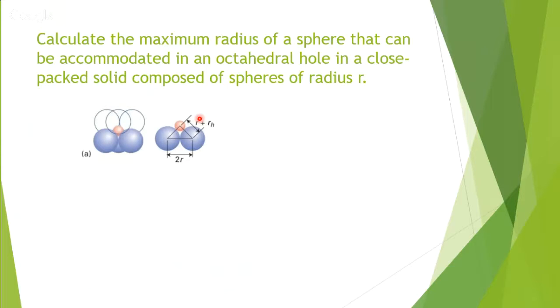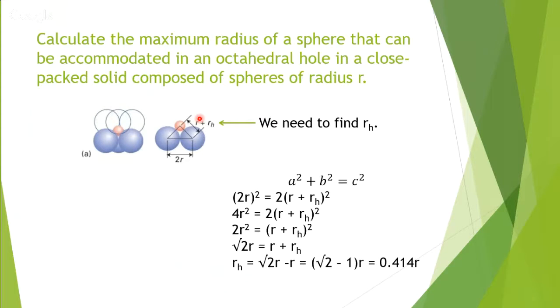How can we work that out? We need to find this value. From our basic geometry classes, we know that a squared plus b squared still equals c squared, and we can plug in our values here. So we have 2r squared, and then we have 2 times r plus rh that replace our a and b terms, and then that whole term is squared.